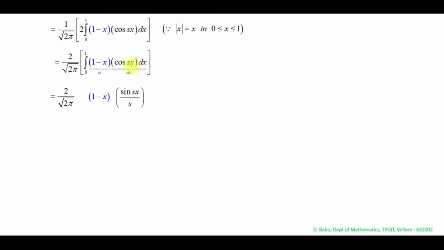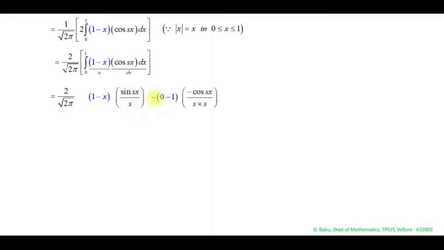Next, the alternate sign is minus. Differentiate the blue bracketed term and integrate the black bracketed term. That is, we have to differentiate the first term, and next we have to integrate the second term. So the differentiation of this one equals minus 1, and the integration of this one equals minus cos sx divided by s, into again 1 by s.